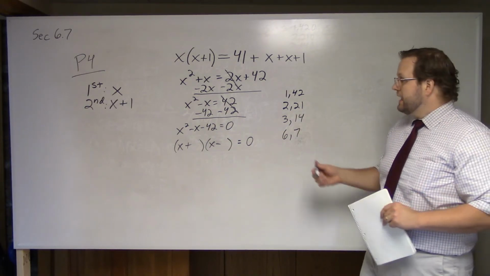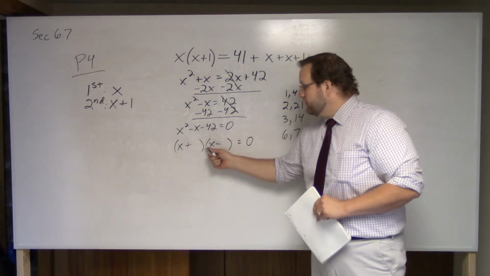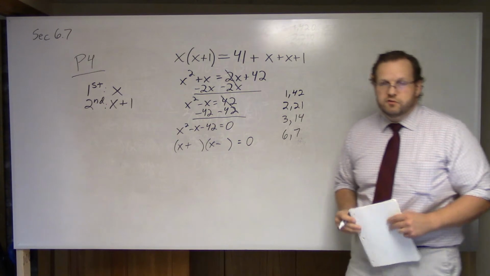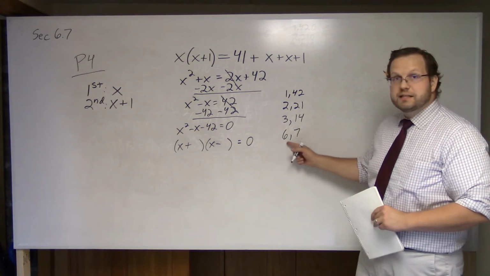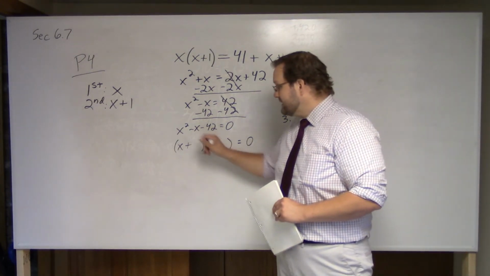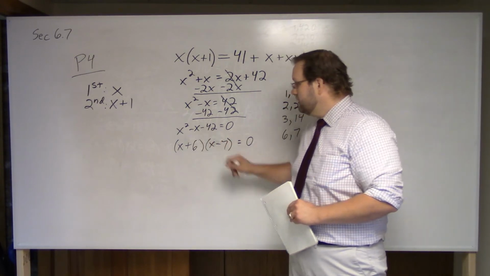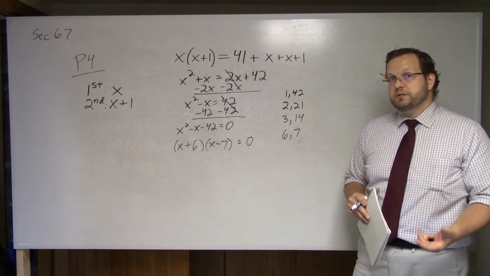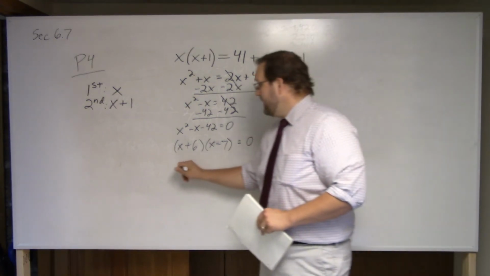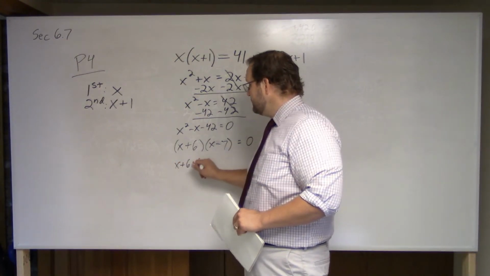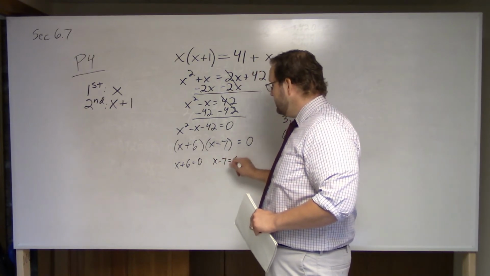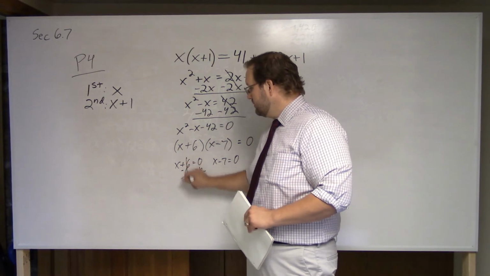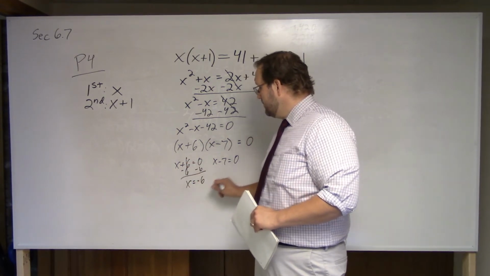That's it. Now, since there's no number here, we can just say which of these pairs have a difference of a 1, or in this case a negative 1. And that would be the 6 and 7. So since it's a negative 1, I'm going to go positive 6, negative 7. After that, set those equal to 0, go from there. So I've got x plus 6 equals 0, x minus 7 equals 0. I would subtract a 6. I would add a 7.